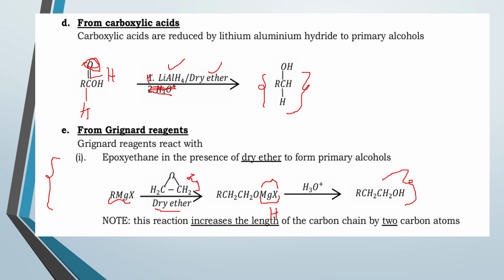So you're going to make a note that this is always going to increase the length of the carbon chain by either 2 or more, depending on which carbonyl compound you'll be adding to the alkyl halide. So we shall be looking at this in the examples.